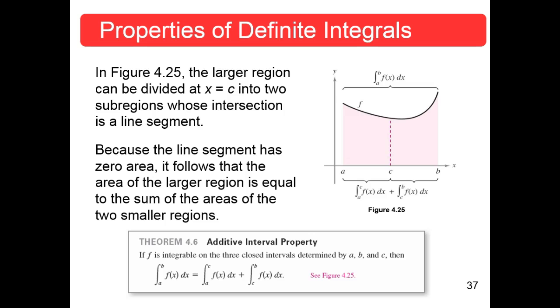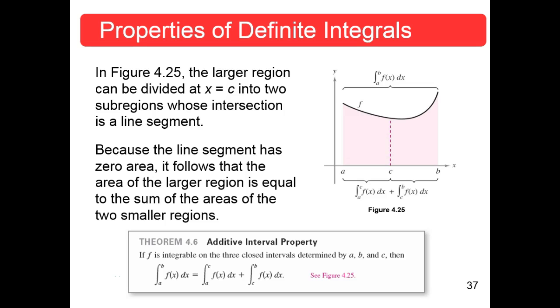So this is the additive integral property. If f is integrable on the three closed intervals determined by a, b, and c, then the integral from a to b of f of x dx is the integral from a to c of f of x dx plus the integral from c to b of f of x dx.